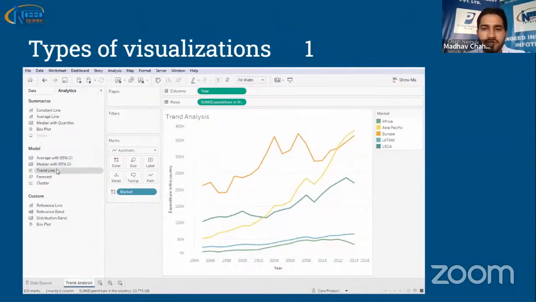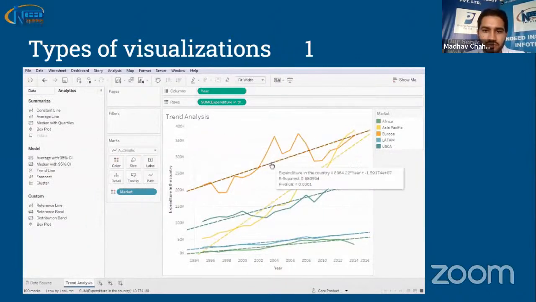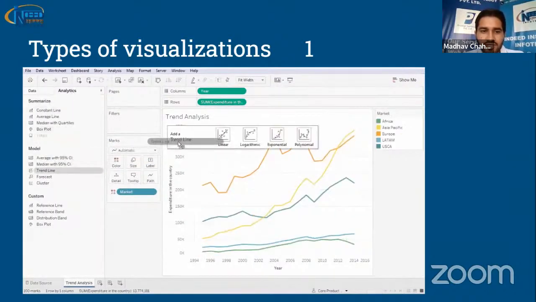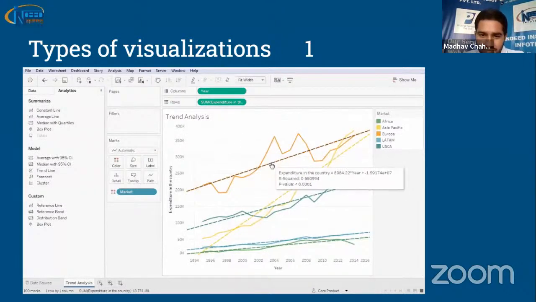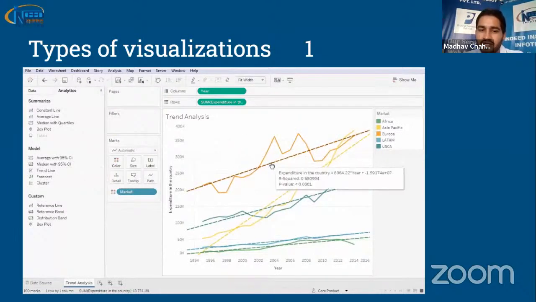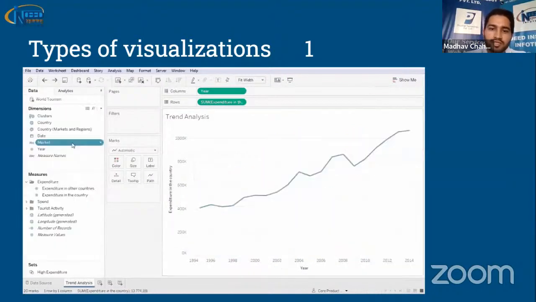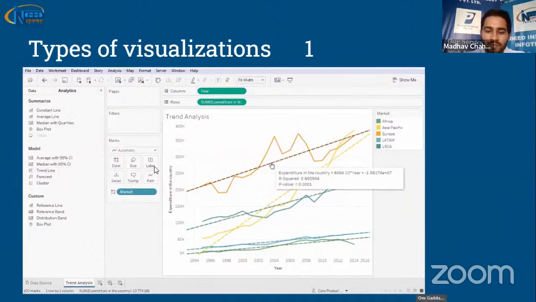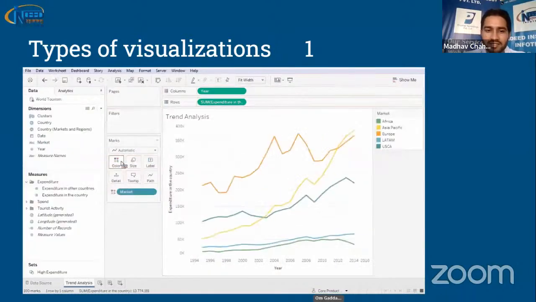Now, this is a GIF which is being displayed here, and it is a Tableau trend analysis GIF. Here we can see a trend line using a linear method being used to depict expenditure in the country versus the year. On the x-axis, we have the years, and on the y-axis, it is the expenditure of the country. In this way, we can similarly use multiple test cases or multiple trends to see different types of trend analysis or data insights that we want to have.